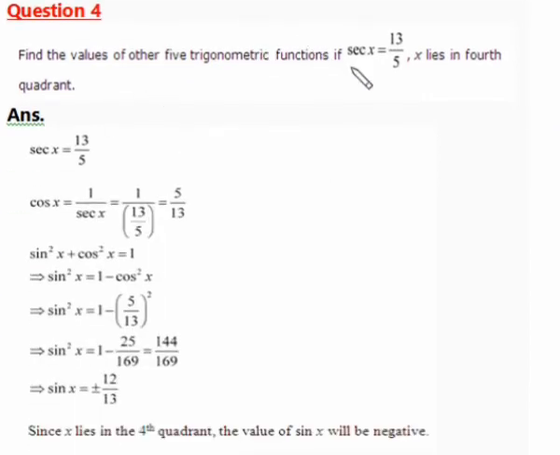Okay students, now see question number 4. Find the value of 5 trigonometric functions, sec x is equal to 13 by 5, where x lies in the fourth quadrant. In fourth quadrant we know that only cos x and sec x are positive and the rest are negative.